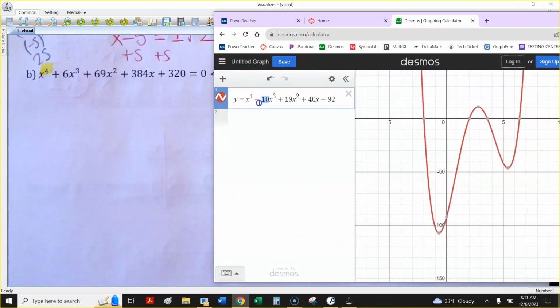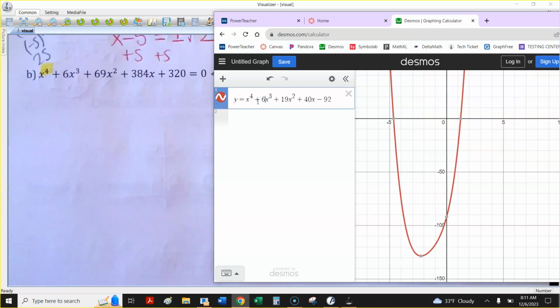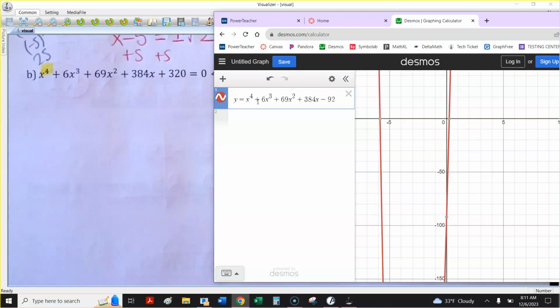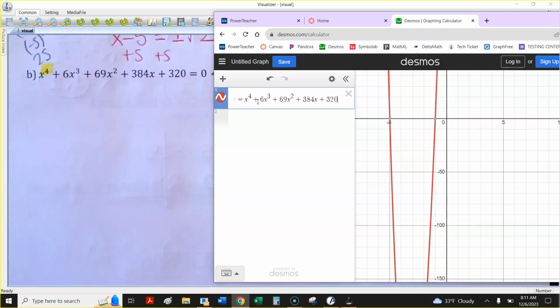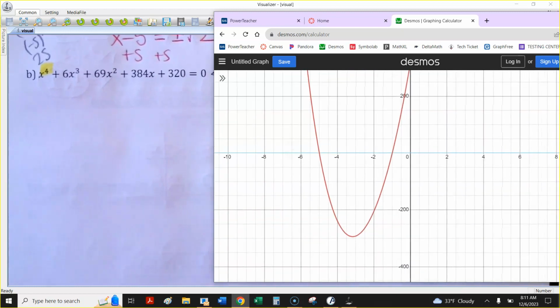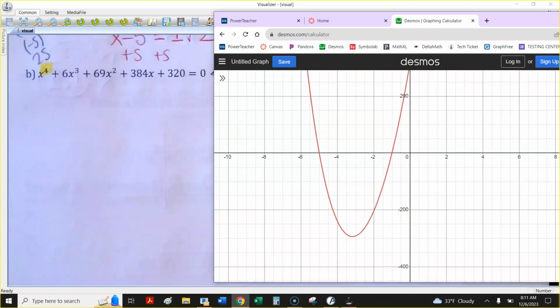All right, so I've got x to the 4th, plus 6x cubed, plus 69x squared, plus 384x, and then plus 320. And I'm going to move this a little bit. And it almost kind of looks like a parabola, but it's to the 4th power.